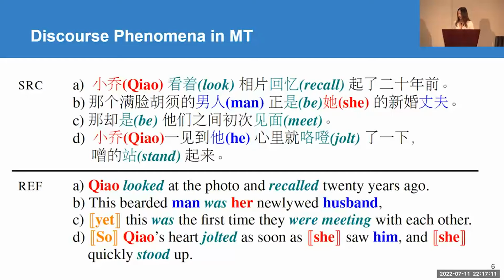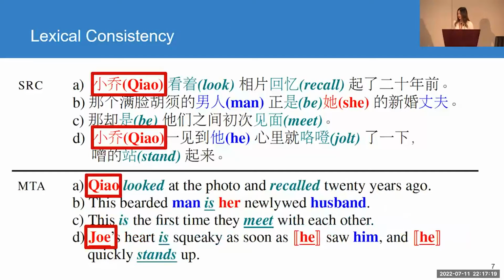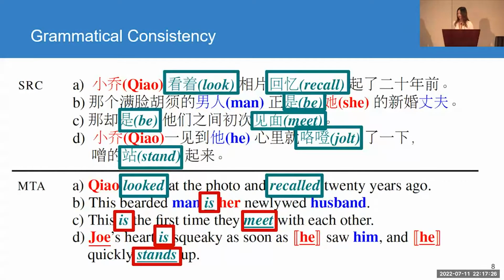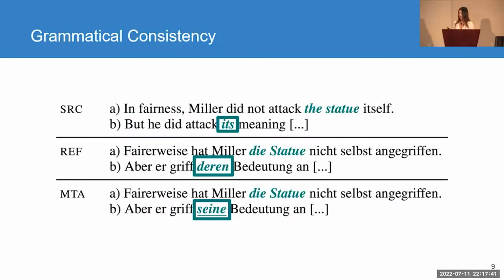To highlight the limitation of sentence-based translation, let's take a look at a discourse consisting of 4 sentences. First, the consistency of named entities is of great importance in translation quality. Second, grammatical consistency also matters a lot. If you're translating from a morphologically rich language to a morphologically poor language, like in this Chinese to English case, it's tense consistency. And in English to French or English to German translation, it's gender consistency.